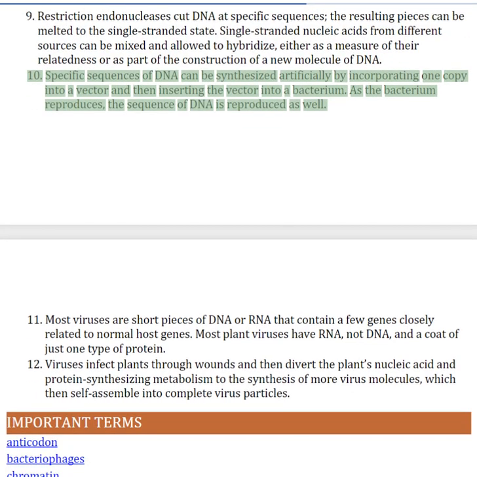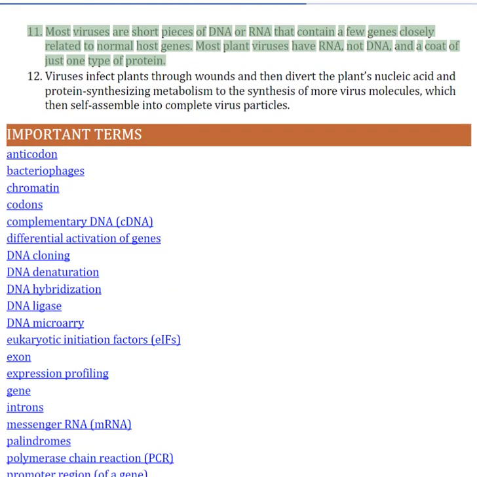Specific sequences of DNA can be synthesized artificially by incorporating one copy into a vector and then inserting the vector into a bacterium. As the bacterium reproduces, the sequence of DNA is reproduced as well. 11. Most viruses are short pieces of DNA or RNA that contain a few genes closely related to normal host genes. Most plant viruses have RNA, not DNA, and a code of just one type of protein.